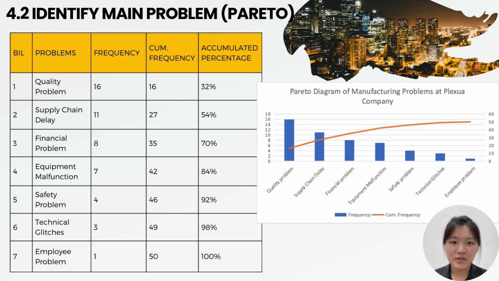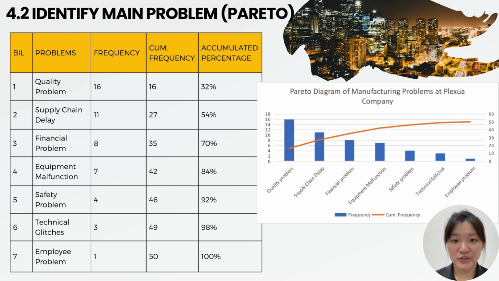There are many problems that happen in the manufacturing line, and the main problem is the quality problem. With the feedback from 50 of their employees, quality problem accounted for 32% of the problems. This problem normally happens because the products supplied by the supplier are not of good quality, and it will affect customer satisfaction, brand reputation, and additional expenses.